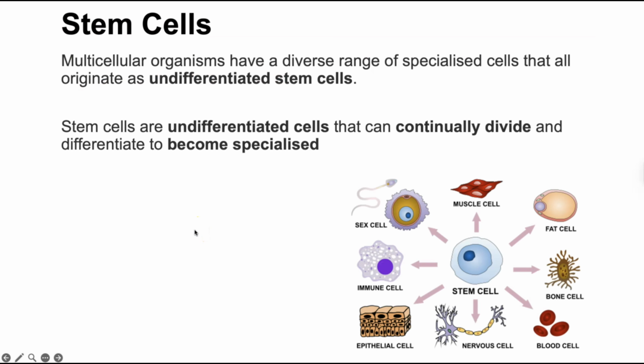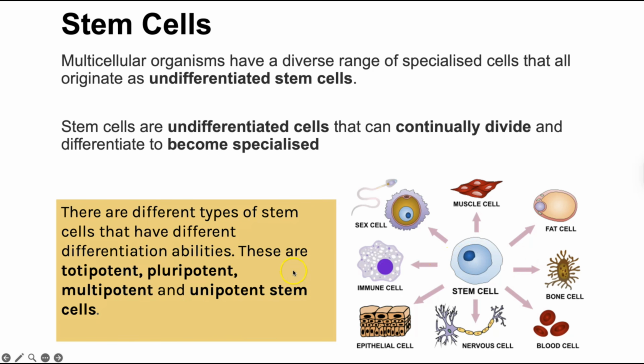3.8.2 then is gene expression. And we start with stem cells. And in multicellular organisms, there are a diverse range of specialized cells, but they all originated from undifferentiated stem cells. So a stem cell is an undifferentiated cell, meaning it hasn't become specialized yet, that can continually divide, and it can then go on to differentiate to become a specialized cell, as we can see here.